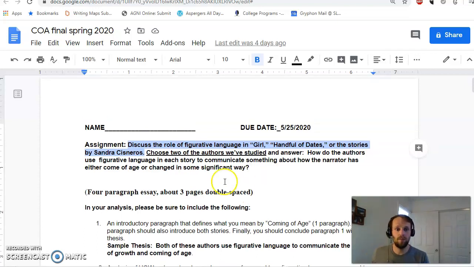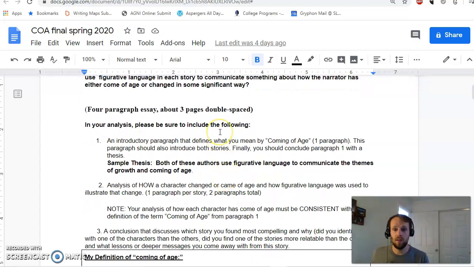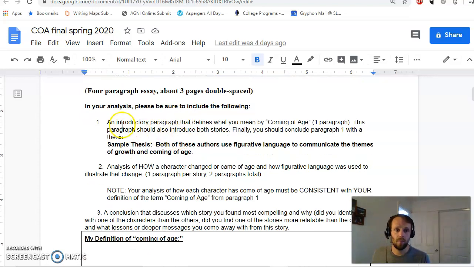So, onward. As I said, 4 paragraphs. It'll be about 3 pages double-spaced. For some of you, it'll be more. So, here is what you need in the essay itself.